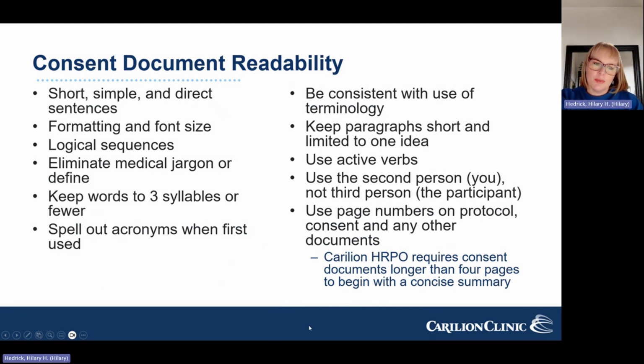So again, readability, it is different for everyone. I can tell you that. Readability, though, if we want to kind of hone in on specific elements that helps everyone, is short, simple, and direct sentences, using active words, and also the realization, I'm skipping over here to the right-hand side where it says use the second person you and not third person. Again, that just helps them know that you are directly talking to them.